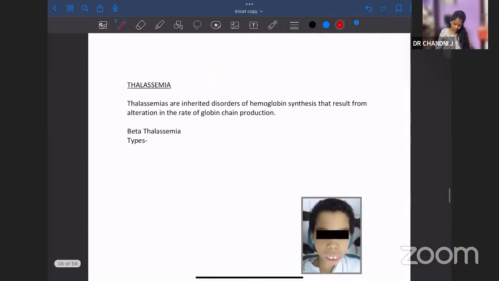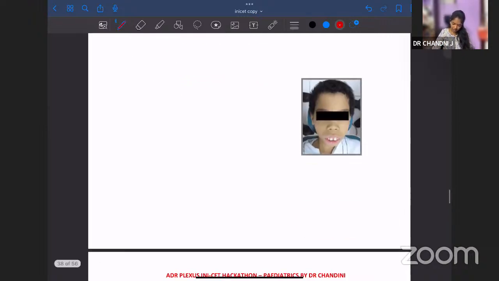What is thalassemia? It is because of a problem in globin chain production. It can be alpha thalassemia or beta thalassemia. When there is less alpha chain production, you call it alpha thalassemia. When there is less beta chain production, you call it beta thalassemia. Most common is beta thalassemia. Here you can see the chipmunk facies. Maxillary hyperplasia is seen, right? This is called chipmunk facies. And in X-ray skull, you have something called hair-on-end appearance. These are features of thalassemia.